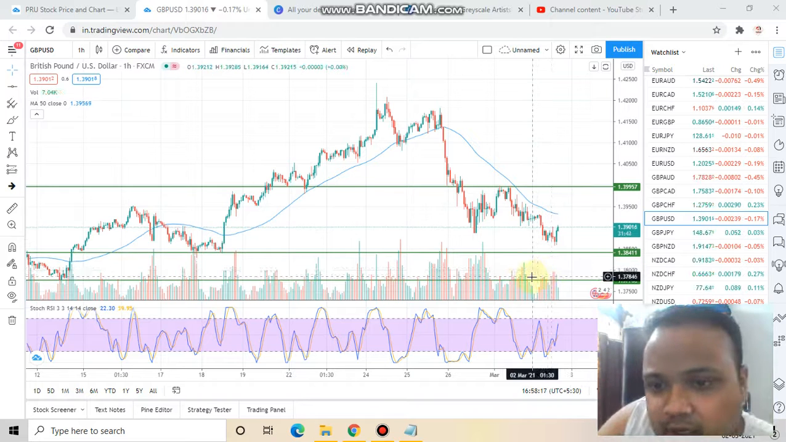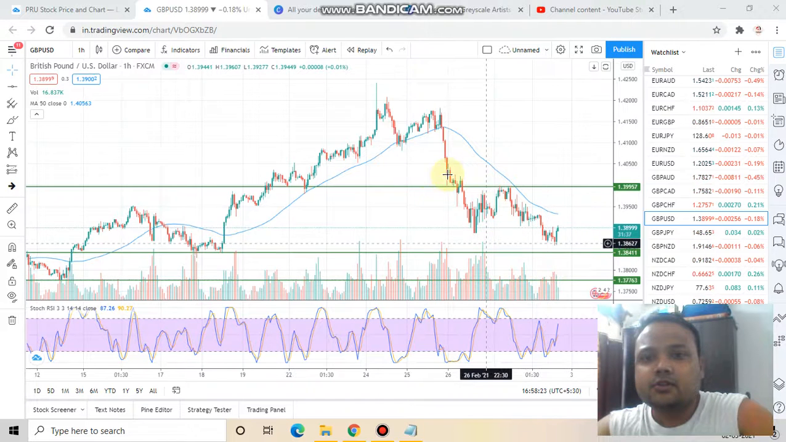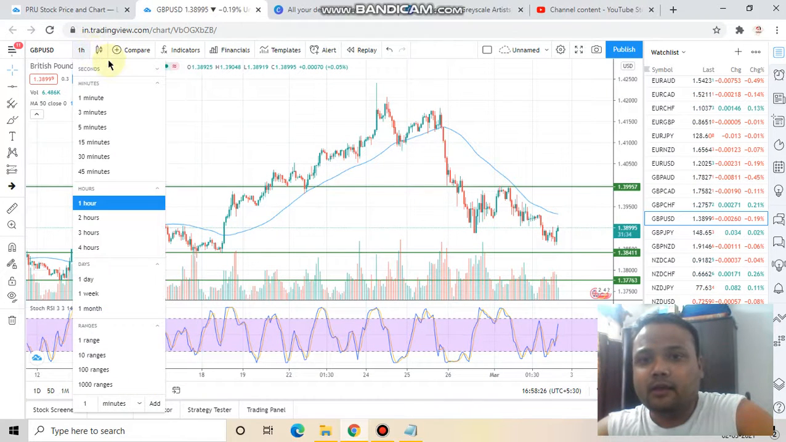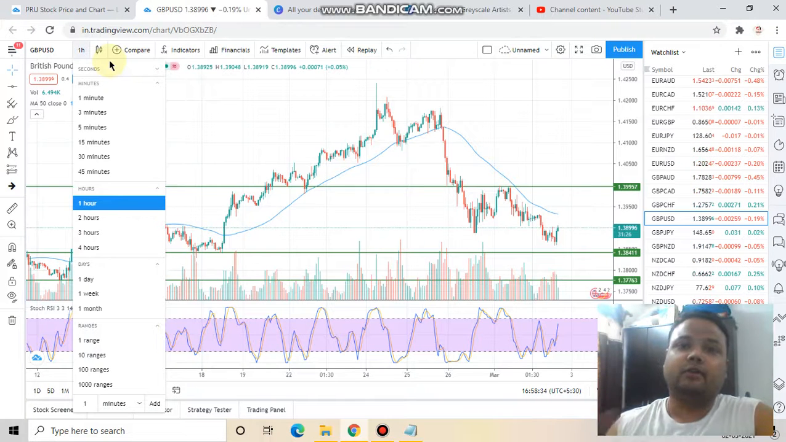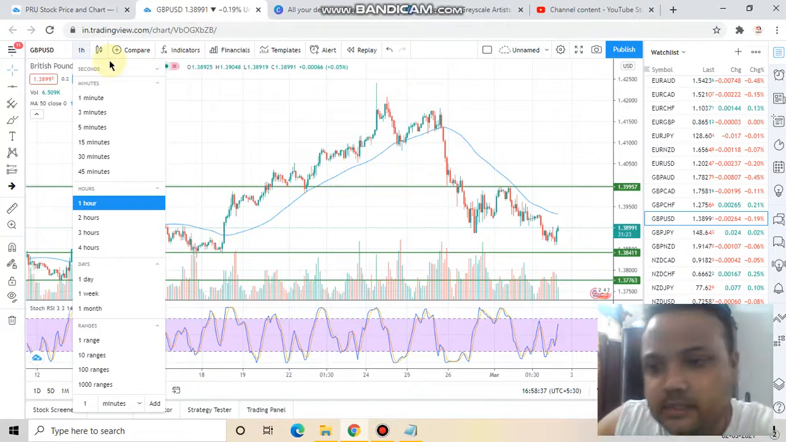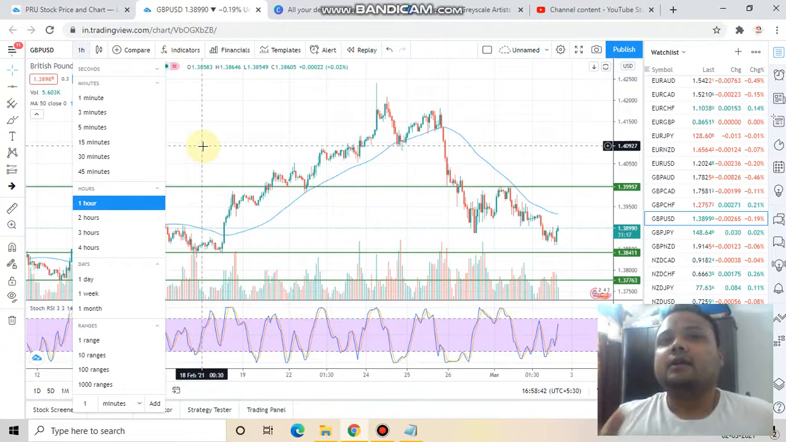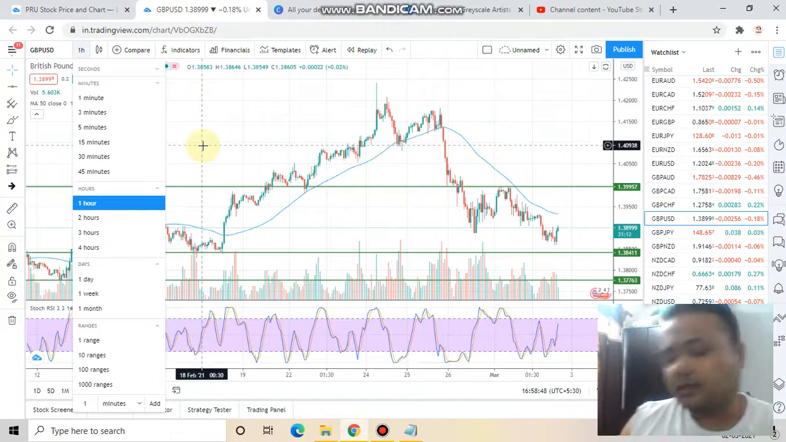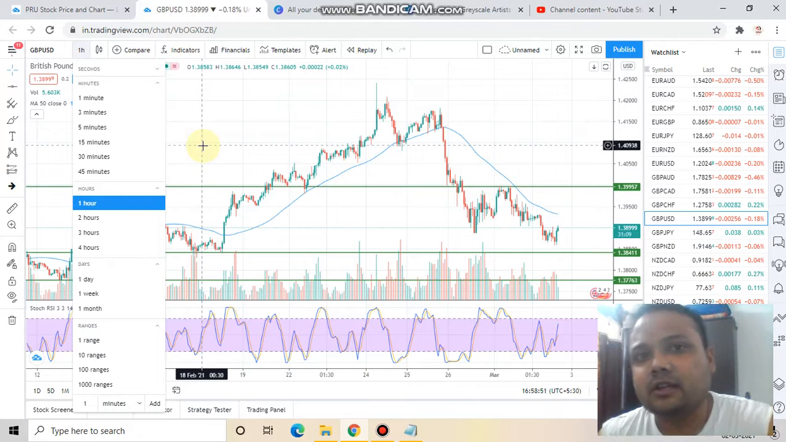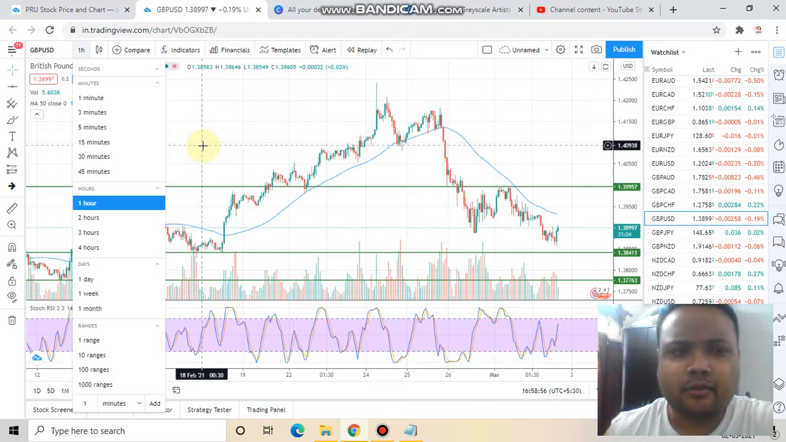at this zone, 1.37763. So if you have GBP USD in your portfolio right now, and if you have already sold it, then just wait and watch. And if you're planning to take a fresh position, then I'll tell you to just stay away from GBP USD for today, or for a couple of hours, because right now the chart is not clear. It is important to make money from the market. So there are plenty of pairs available from where you can make money.